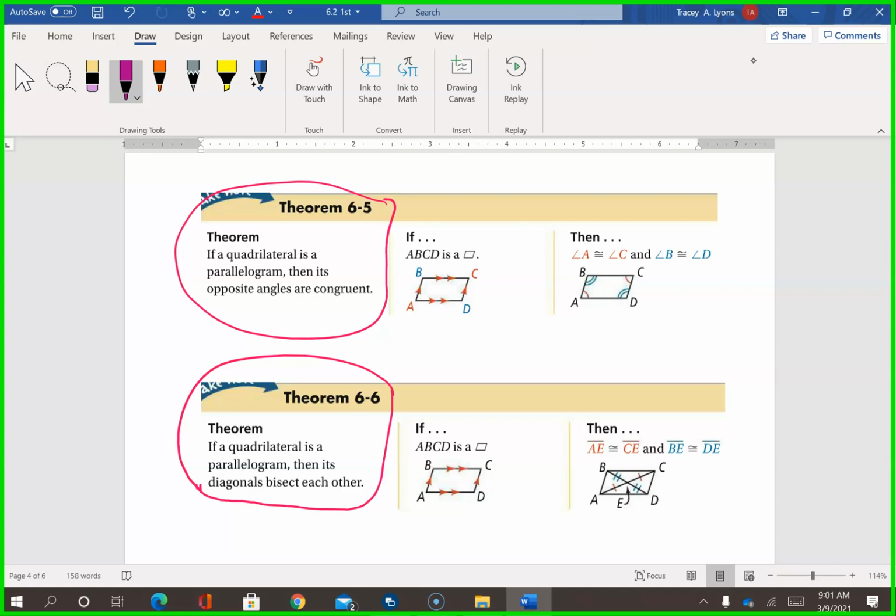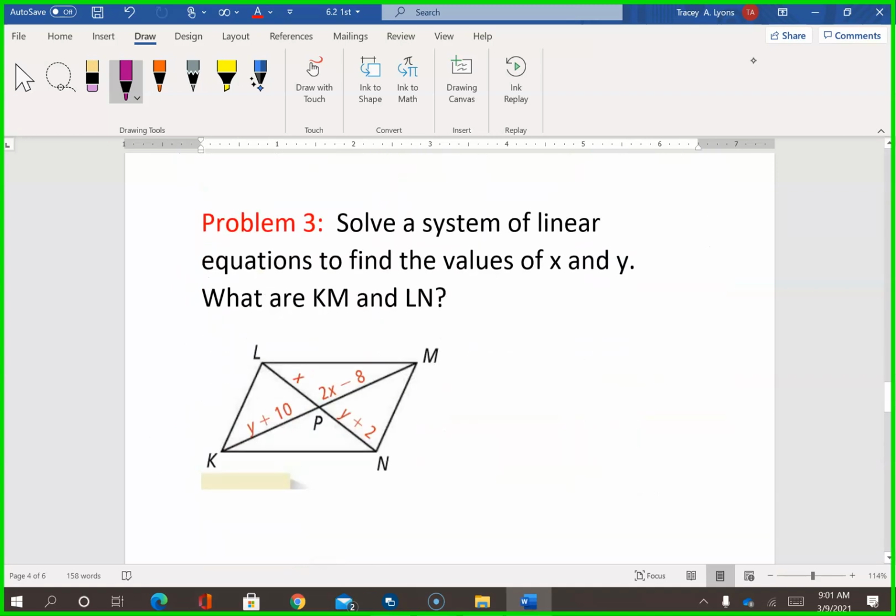Also, diagonals bisect each other. That means just cut in half. So this diagonal right here cuts this one in half. This one cuts that one in half. And they have those two little parts marked. So the two parts on either side of that diagonal are the parts that are the same. Okay, now they're going to give you pictures with sometimes angles, sometimes diagonals, and all that good stuff.